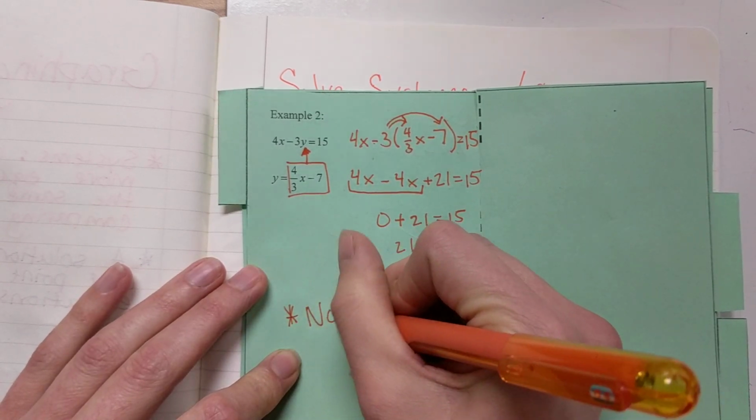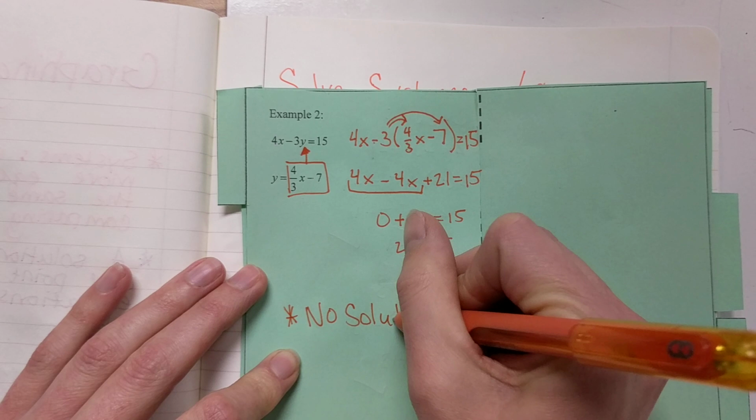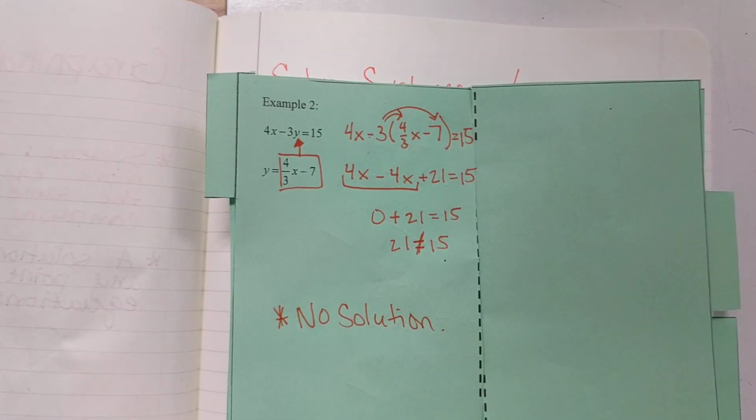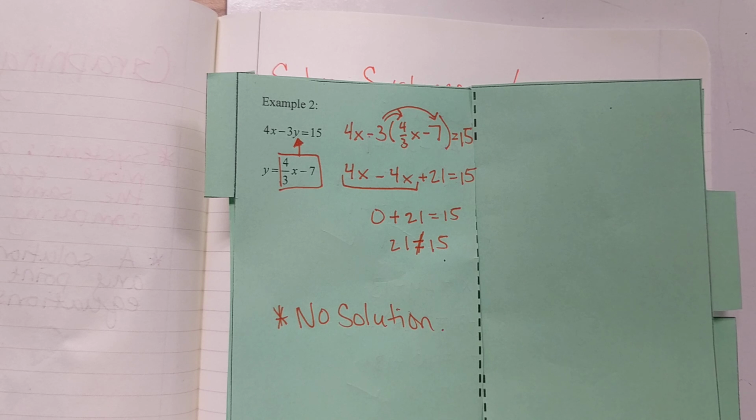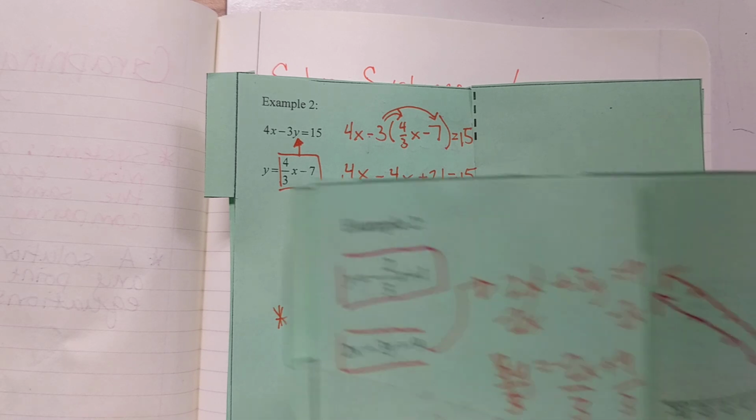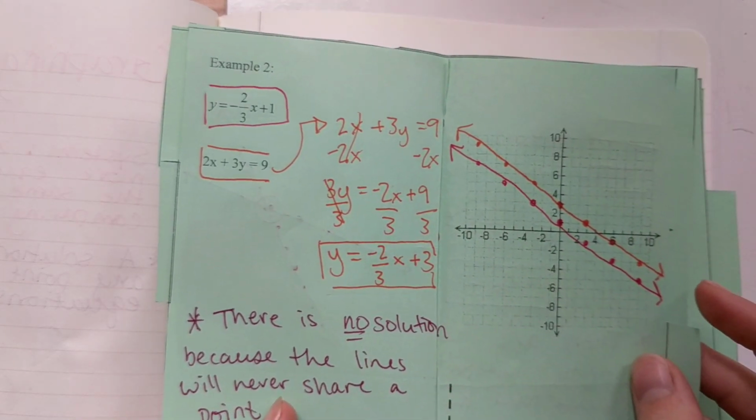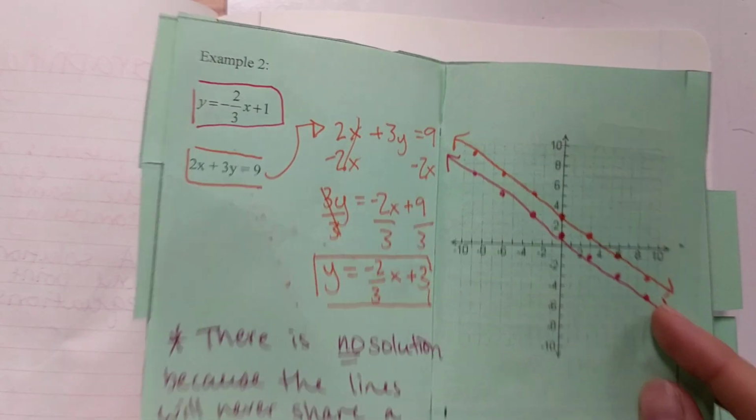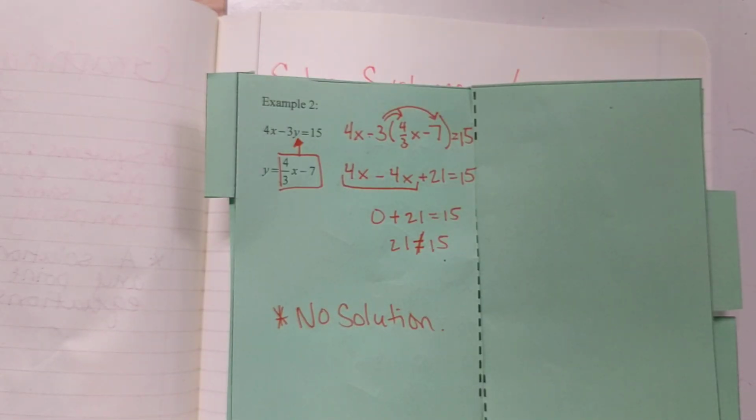So to check that, the likelihood of us guessing the right answer if there was a solution is really unlikely. So we're not going to just guess an answer and see if it works, and if it doesn't work, we know we're right. That's not going to work. But we do know from our graphing that no solutions had parallel lines. So if we go back to the graphing one, when we had no solution, they were parallel lines.